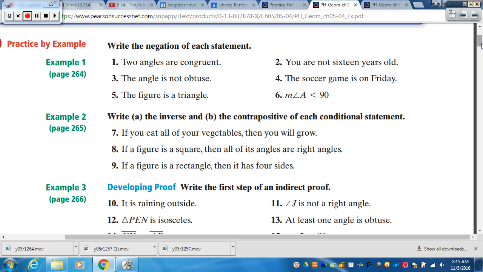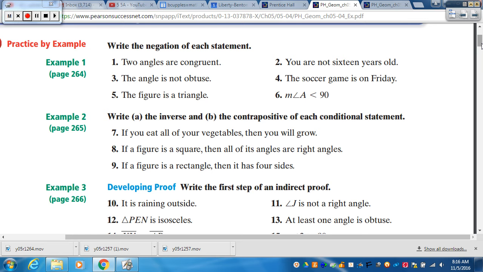So A, the inverse, would be if a figure is not a square, then all of its angles are not right angles. Okay. Oh, this is the one that's got the special requirements here. Let me back up a second. The special situation for this one, we want the truth value of each statement. So the conditional, if a figure is a square, then all of its angles are right angles. That is true. Okay. The converse would be this: if all the angles of a figure are right angles, then it is a square.